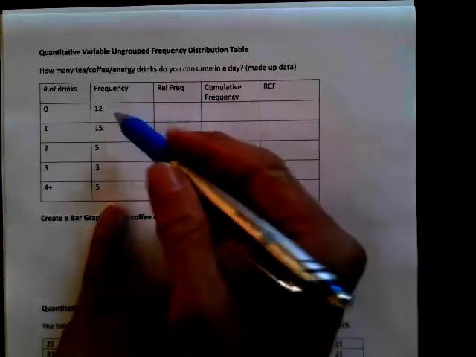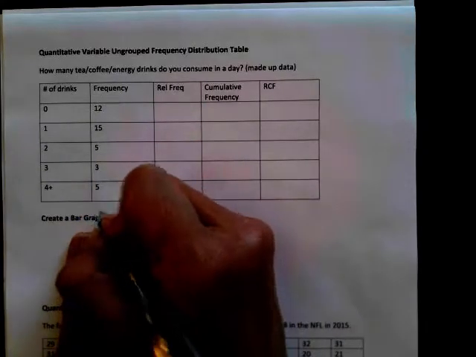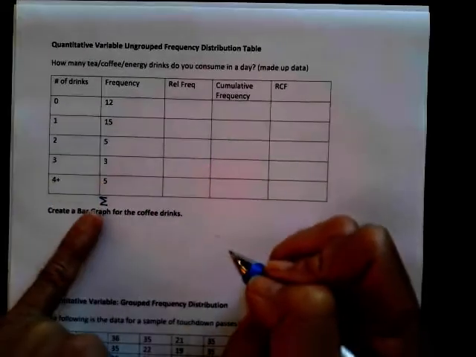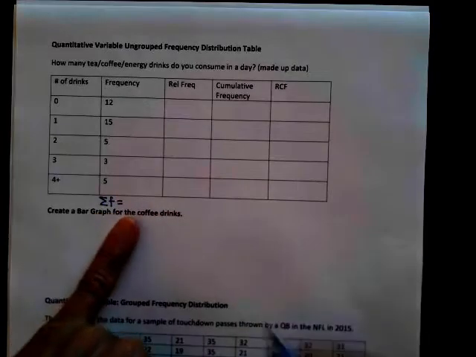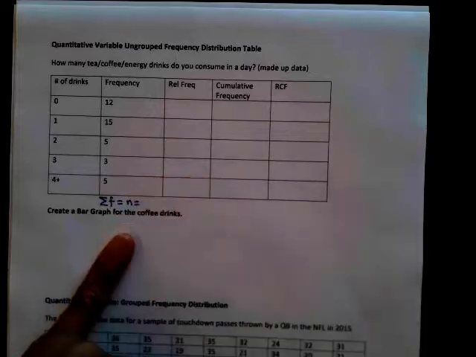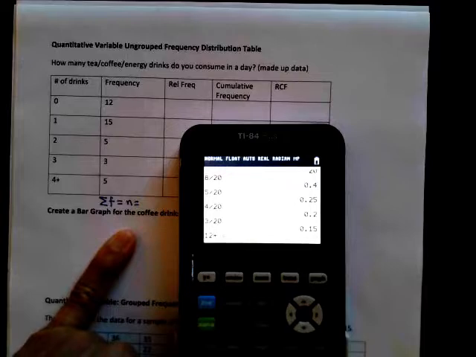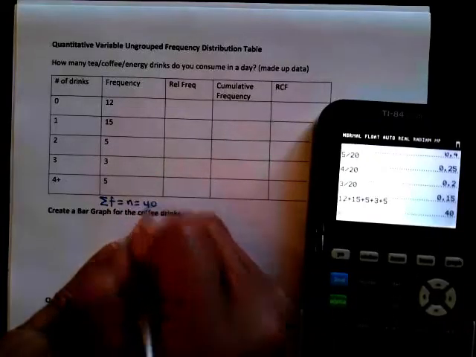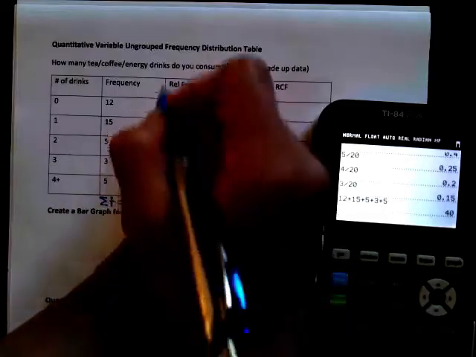To do relative frequency, I need the total number of people I asked. So to get that, I have to add up all of my frequencies. So I'm going to go ahead and toss in a symbol here. So remember our capital sigma. So we're going to add up all of those frequencies, and that will tell us the n, the total number of people that I asked. So here we go. I'm going to move my calculator over because I don't trust my math anymore. 12 plus 15 plus 5 plus 3 plus 5, 40. Awesome. So then to do relative frequency, it is 12 divided by 40.